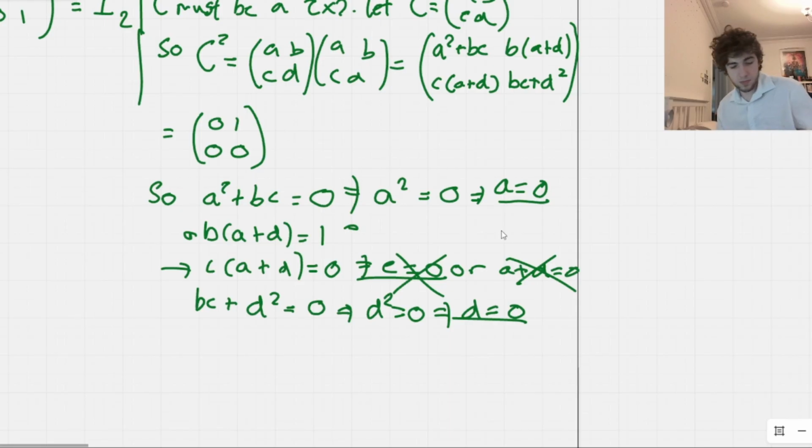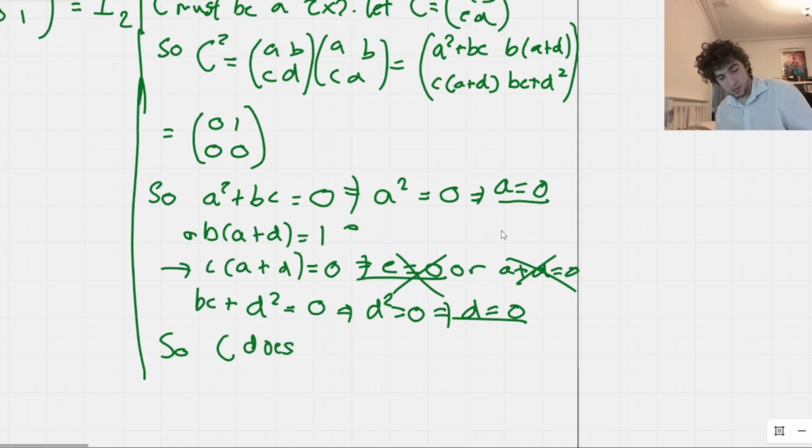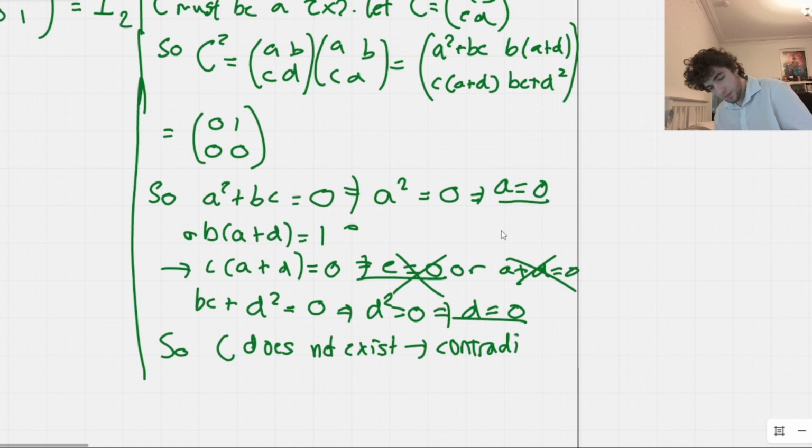Okay, awesome. So that's the proof. Effectively, what we're saying is that therefore C does not exist. Contradiction. And that finishes the proof. Then we're done. Right, so now let's move on.